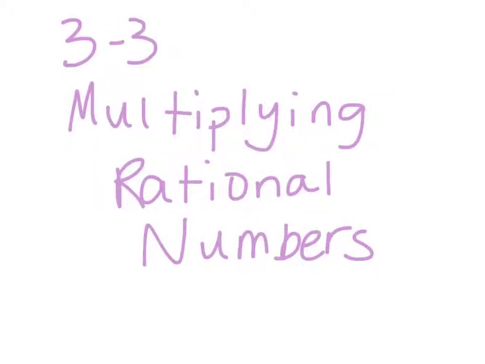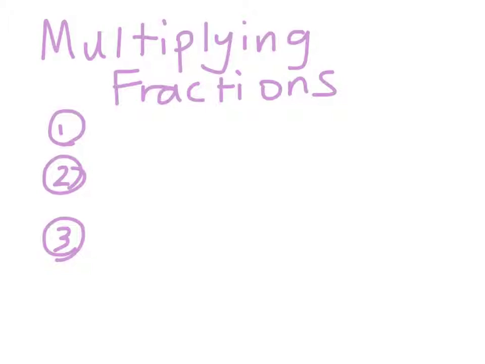Chapter 3, Lesson 3 on multiplying rational numbers. Remember, rational numbers are anything that can be written as a fraction. So when we talk about multiplying rational numbers, we're really talking about multiplying fractions. Okay, multiplying fractions is easy.